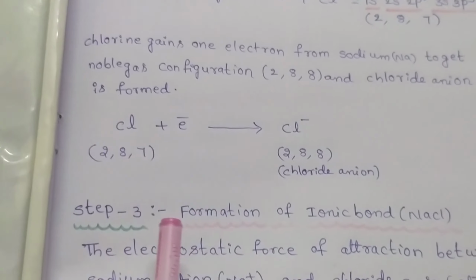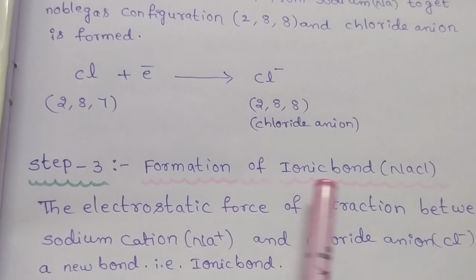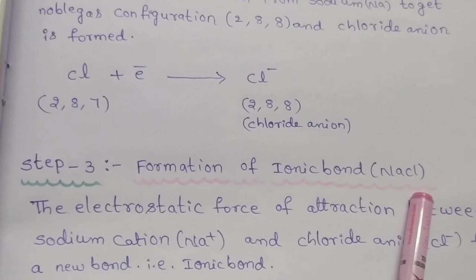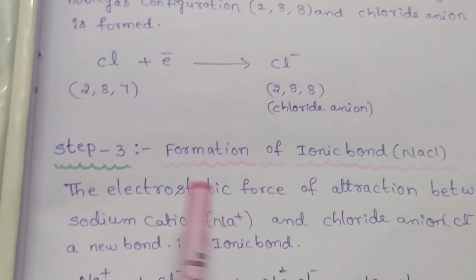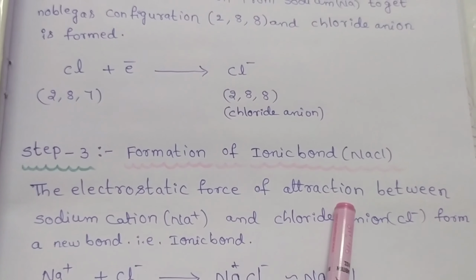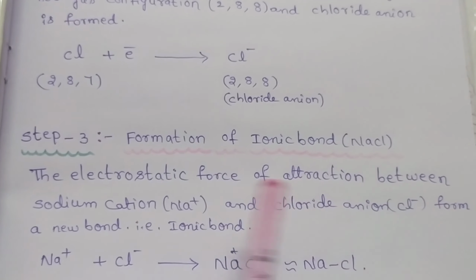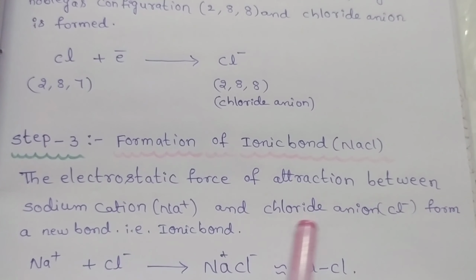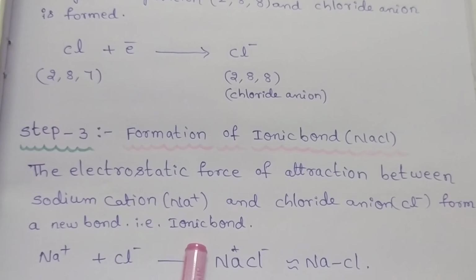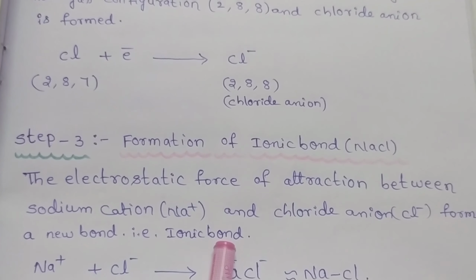Step 3. Formation of ionic bond. That means the sodium chloride molecule. The electrostatic force of attraction between sodium cation and chloride anion forms a new bond. That bond is called ionic bond.